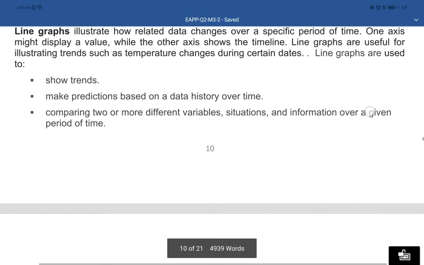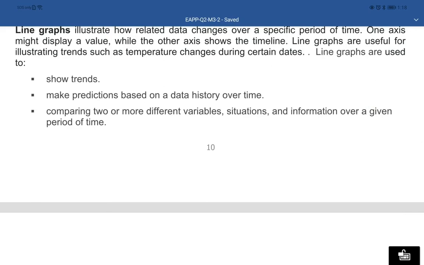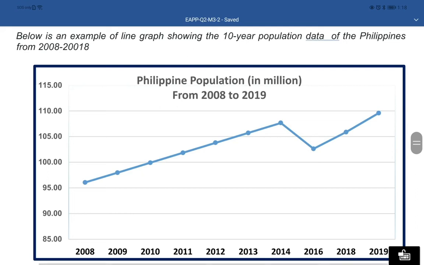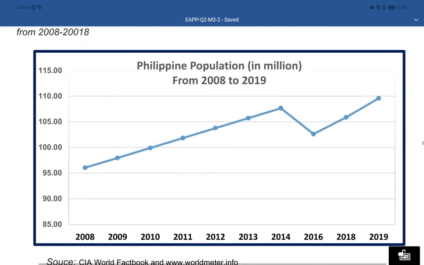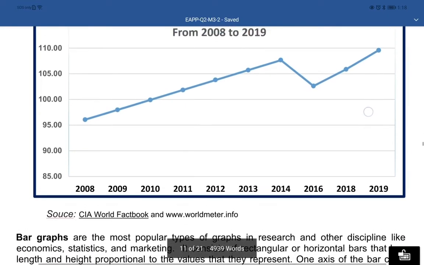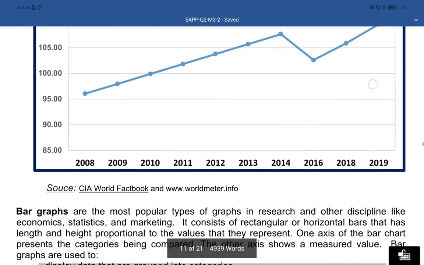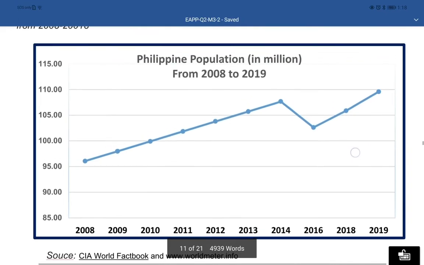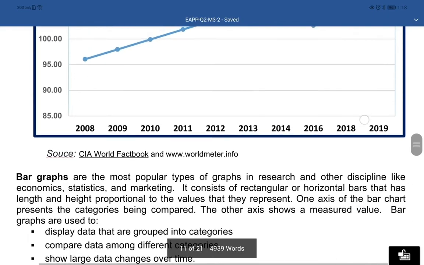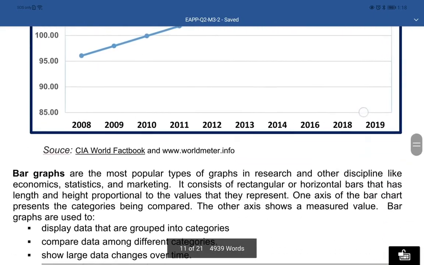So, isa-isahin natin sila. Pag sinabing line graph, from the word line, it's a graph made of lines. Okay? It illustrates how related data changes over a specific period of time. Yung isang axis daw, one axis of this line graph might display a value, while the other axis shows the timeline. Line graphs are useful for illustrating trends. Yon, shows trends, make predictions, comparing two or more variables. Look at this. Yan. This is an example of a line graph.